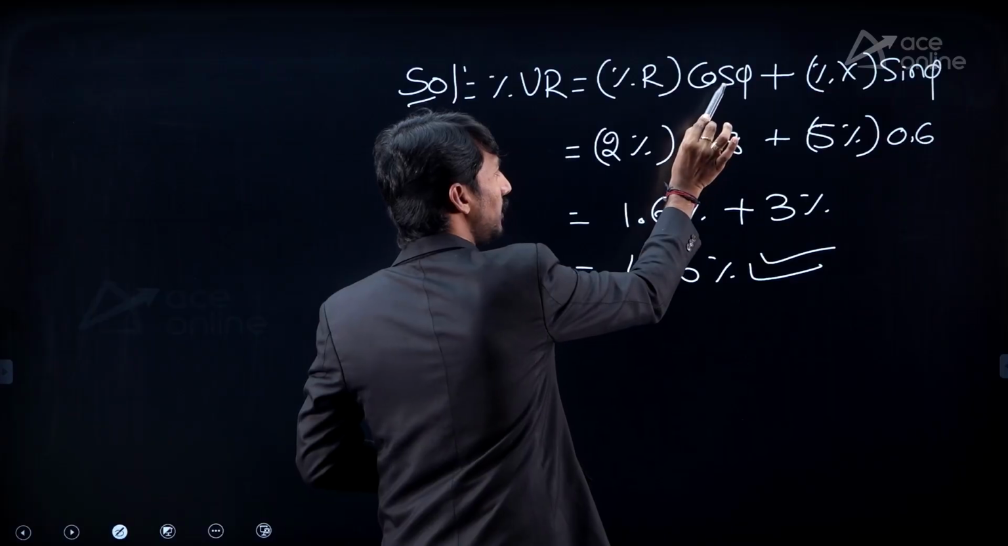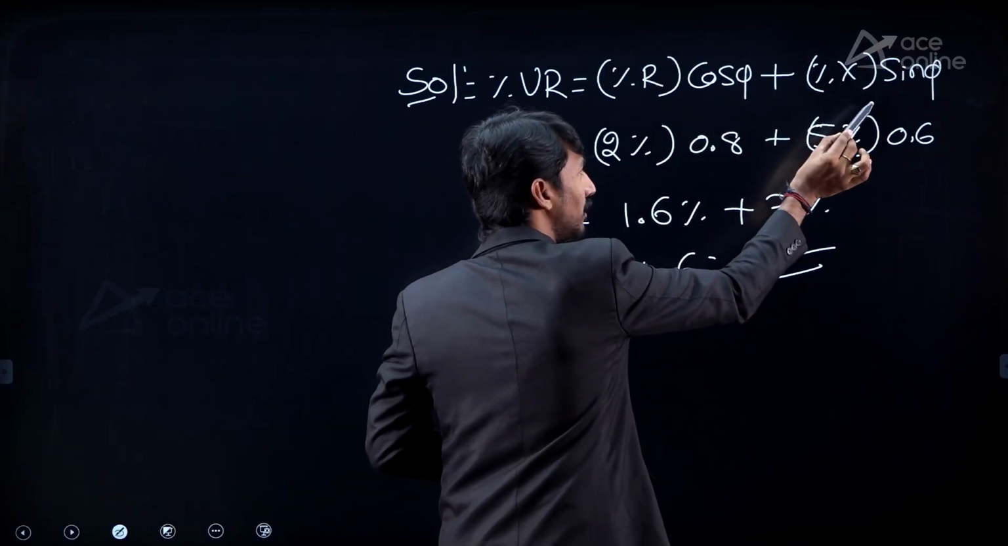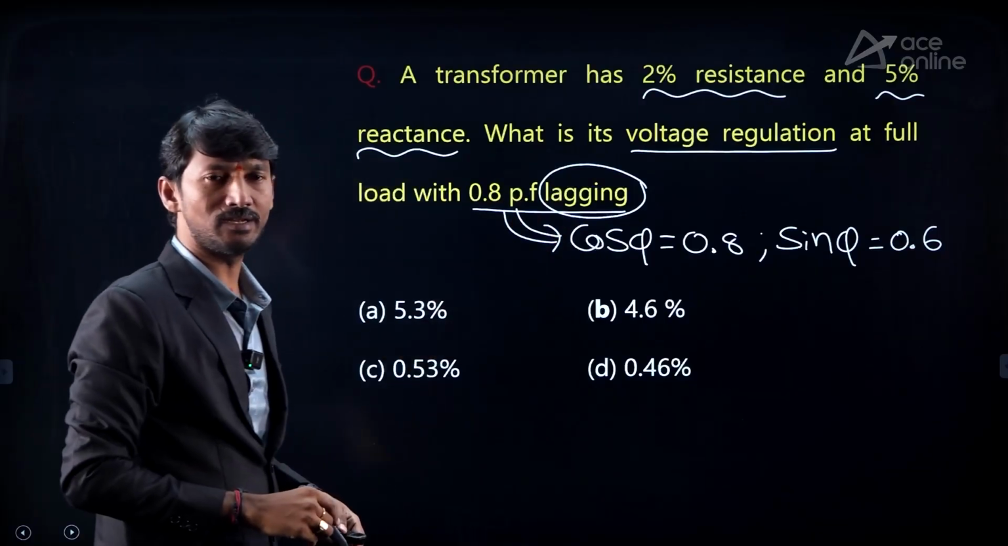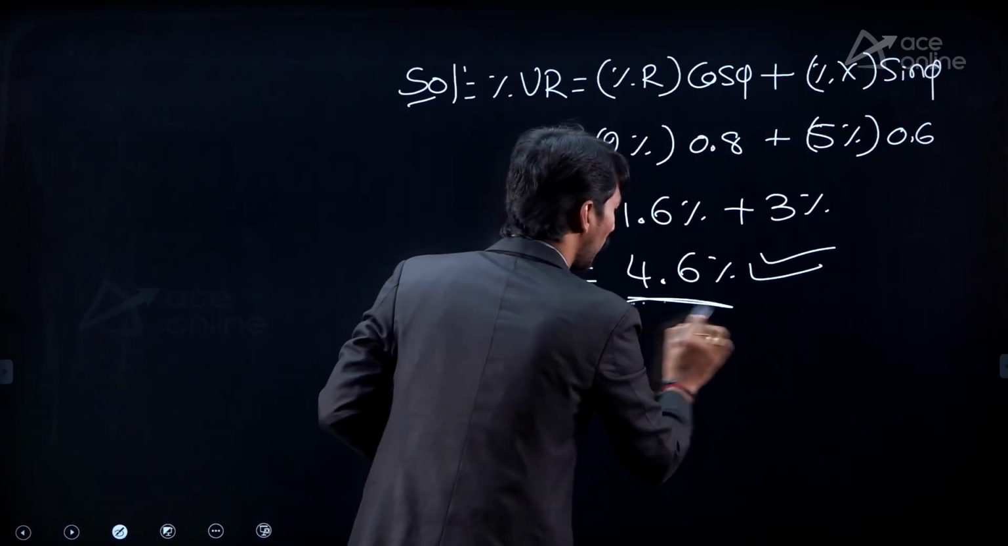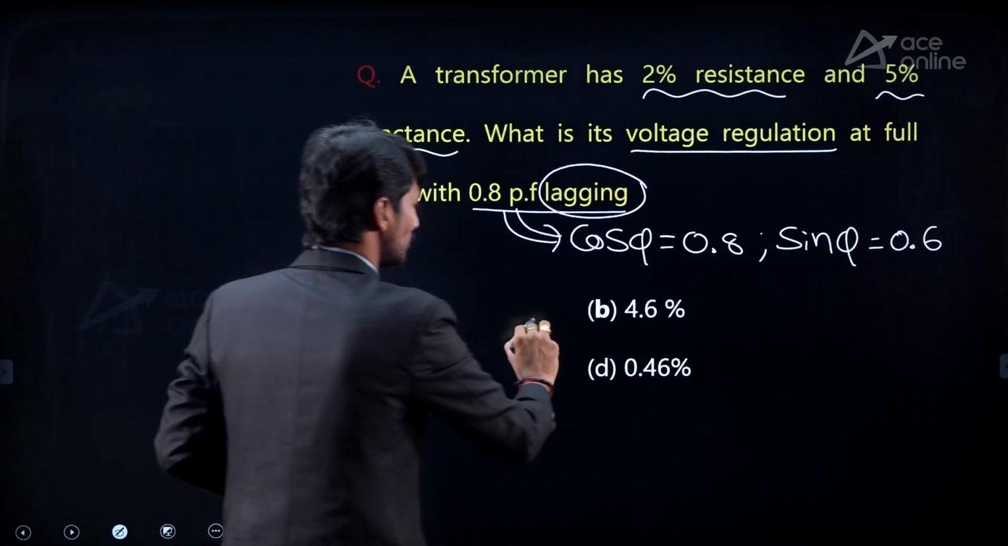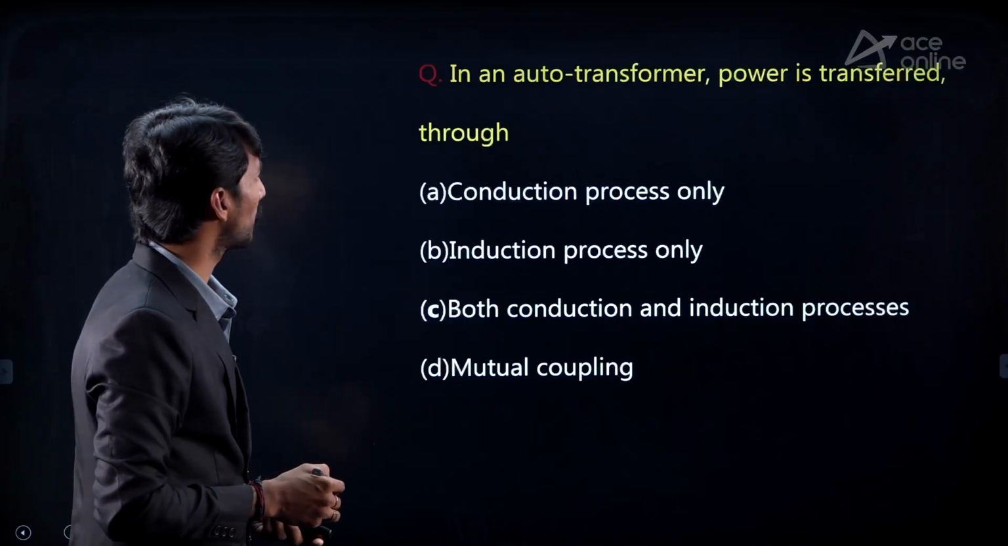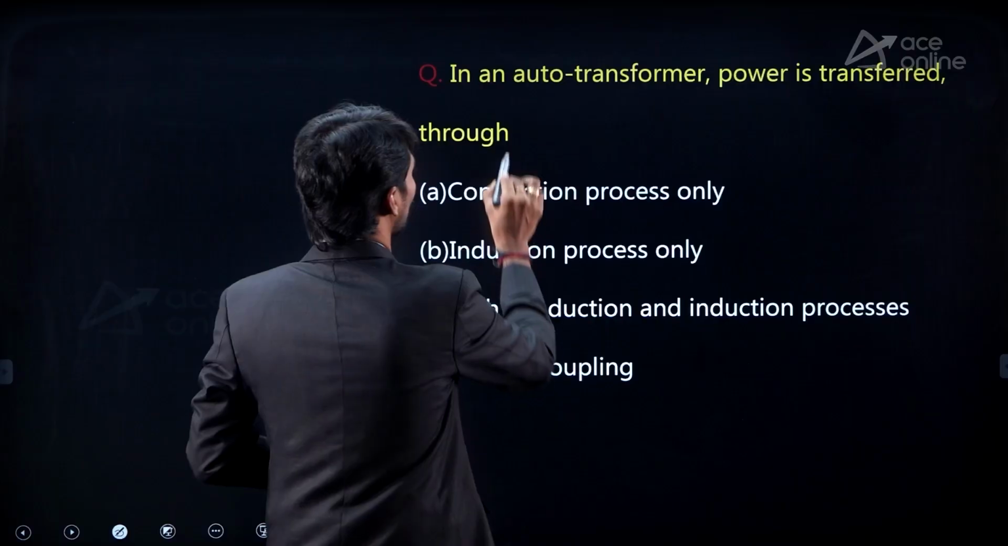What is the formula? Percentage R cos phi plus percentage X sin phi; plus symbol is there for lagging load, minus symbol is there for leading load. But he is asking lagging load. So what is the answer? 4.6%. Yes, 4.6%. Right? Next question. In an auto transformer.